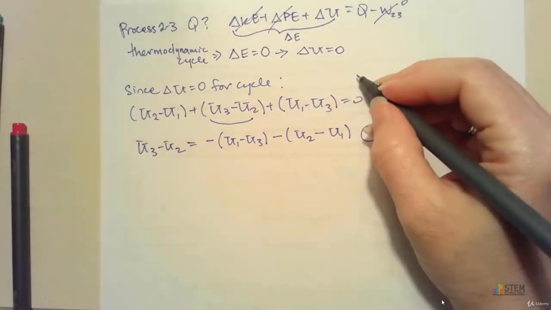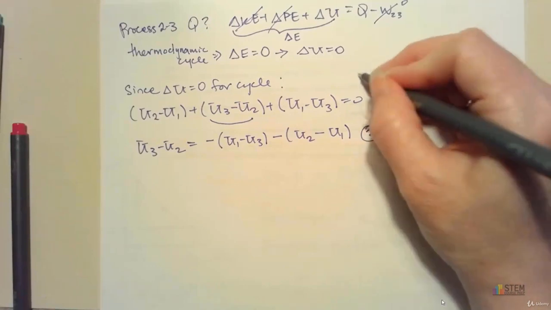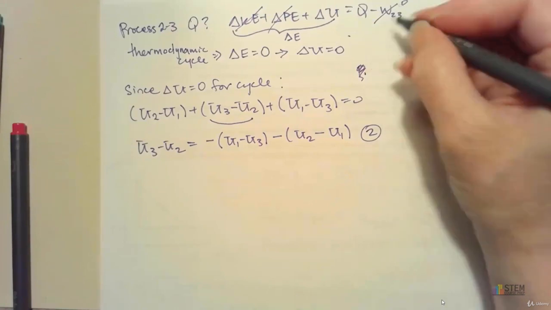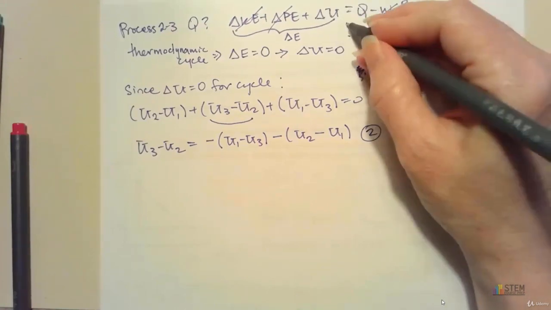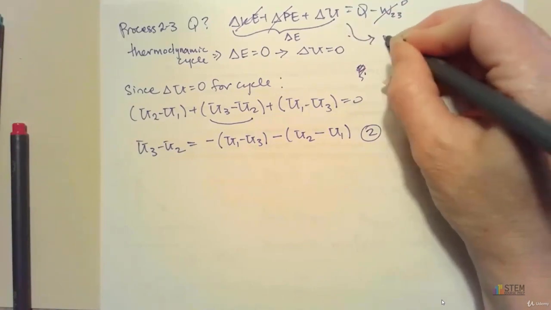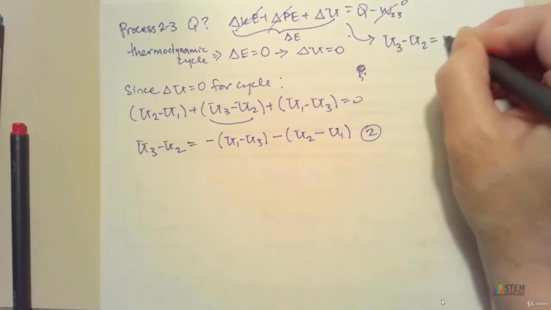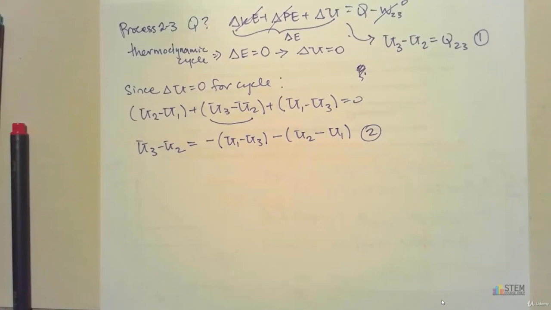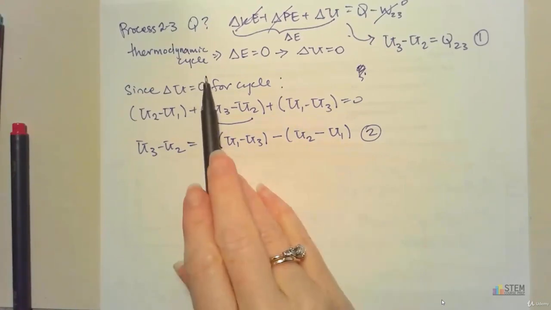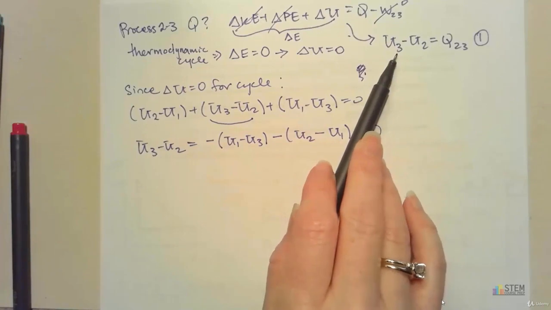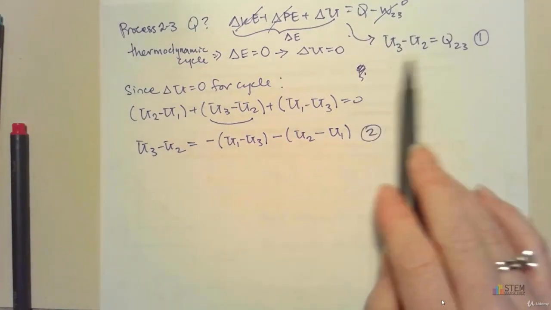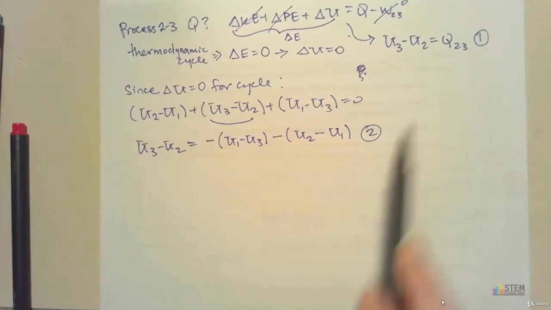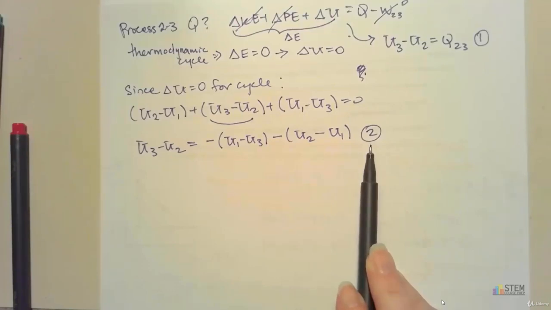I just realized I missed a step in here. So let's go back. I hate doing this to you guys. Let's go back up to here. All right. So we know delta U is equal to Q. So that means U3 minus U2 has to equal Q23. Let's call that equation 1. I forgot to write that down earlier. I got too excited about the thermodynamic cycle and totally forgot about this key detail. So this difference in internal energies is going to give us Q for 2-3. Let's call that equation 1. This down here is going to be equation 2.